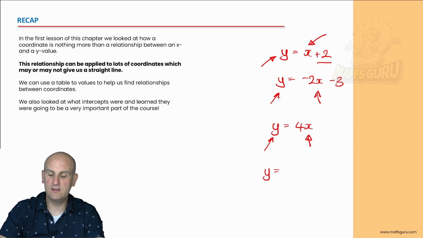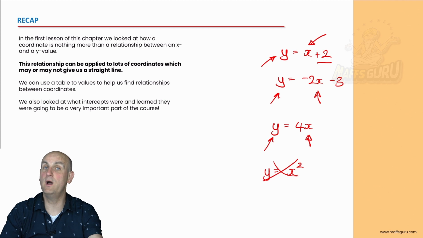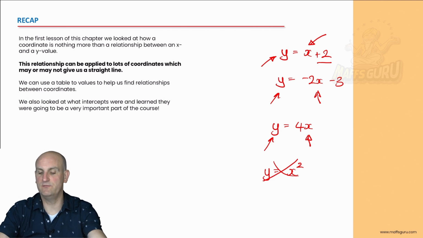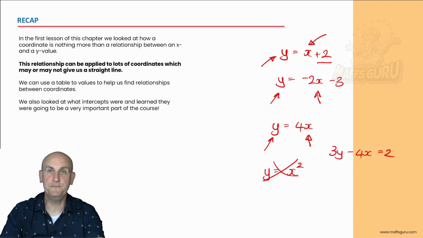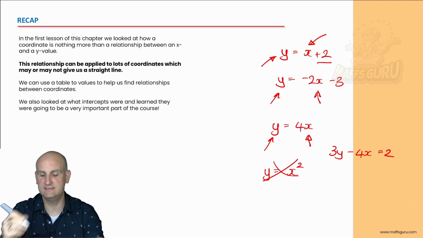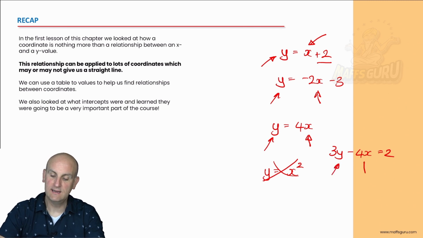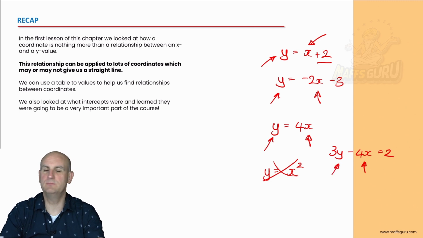If I had y equals x with a floaty 2, that is not linear. It may have a y and an x in it, but the x can't have a floaty number. If I had 3y minus 4x equals 2, is that linear? You're all going to say no. Yes, it is, because it's got a y in it and it's got an x in it. The rest of it might look different, but we'll come back to that later.